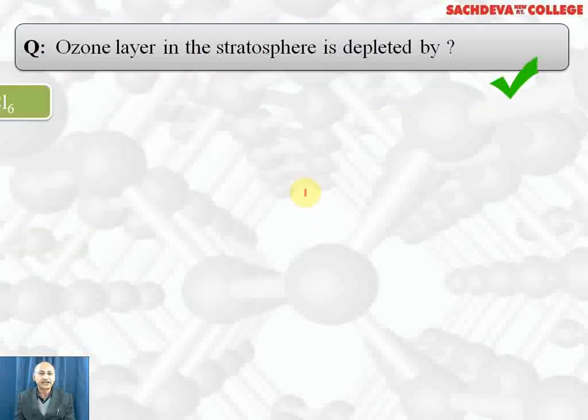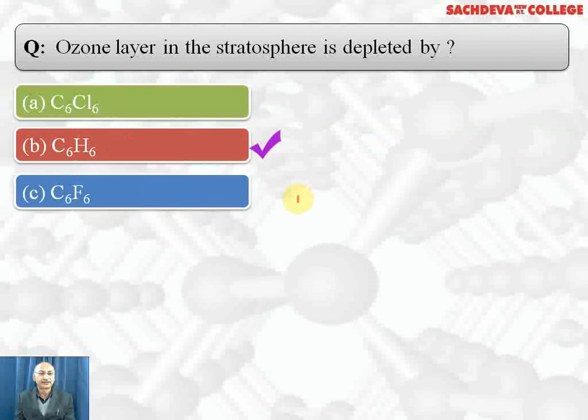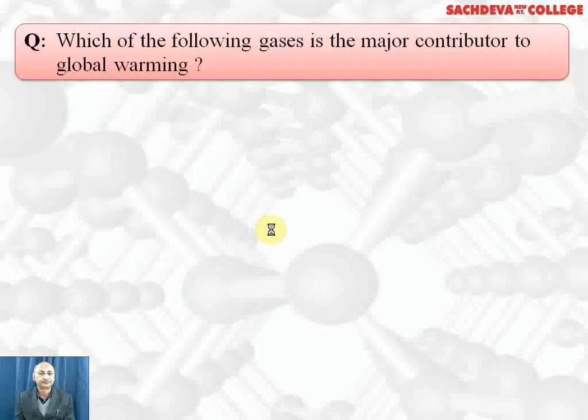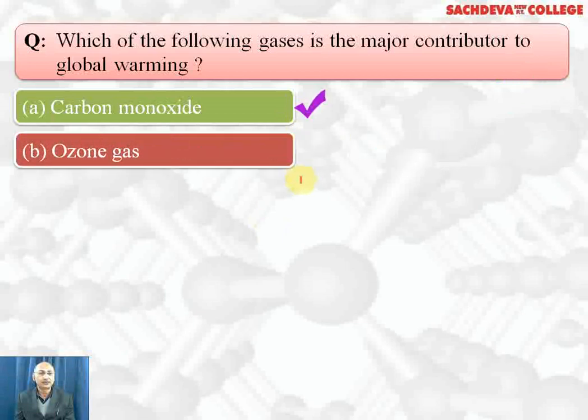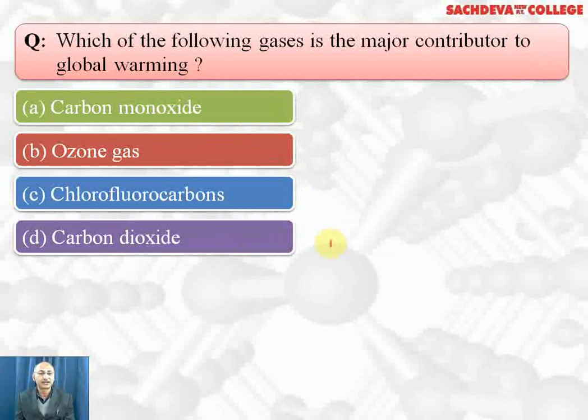Ozone layer in stratosphere is depleted by C6Cl6, C6H6, C6F6, CF2Cl2. Correct answer is D part, which is freon, CFC. They cause depletion of ozone layer. Which of the following gases is a major contributor to global warming? Carbon monoxide, ozone gas, chlorofluorocarbons, and carbon dioxide. Correct answer is carbon dioxide, which can entrap infrared radiations and causes global warming.